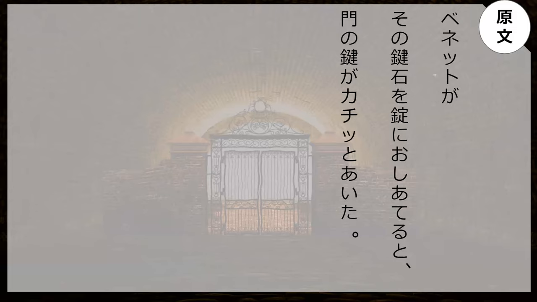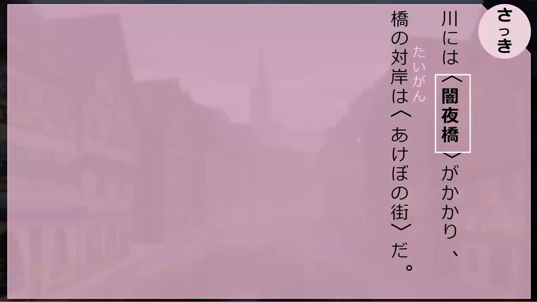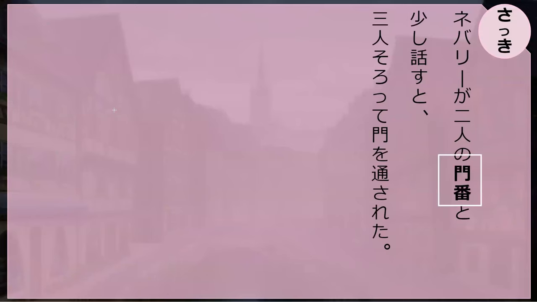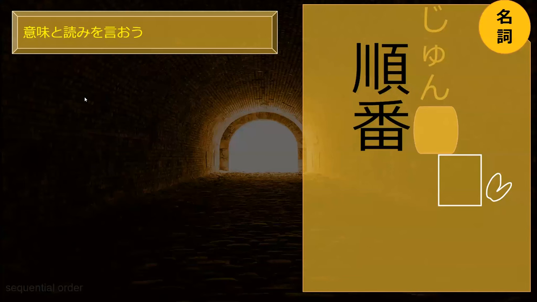Do you remember how to say that dark night bridge word? Yami yo bashi. Perfect. Yami yobashi. Nice. How about this word from way back, I think in chapter two? Monban. Well, a monban, as you know, is a guard that guards a gate.